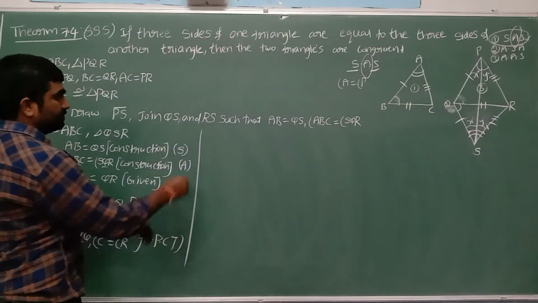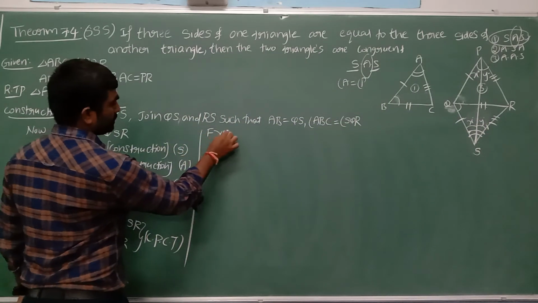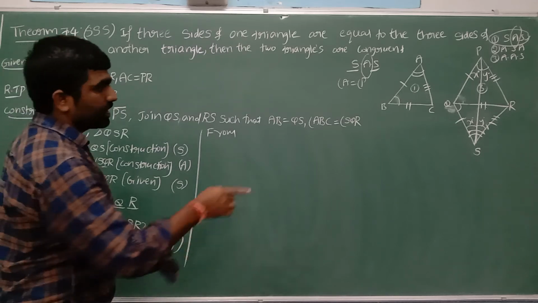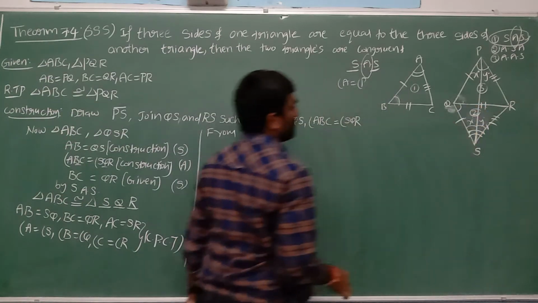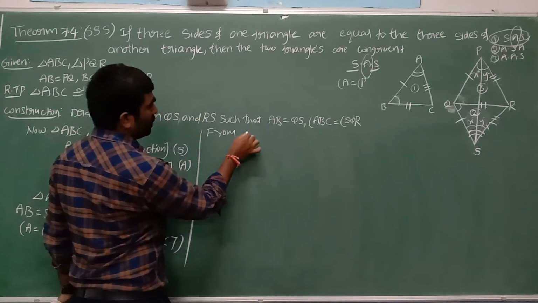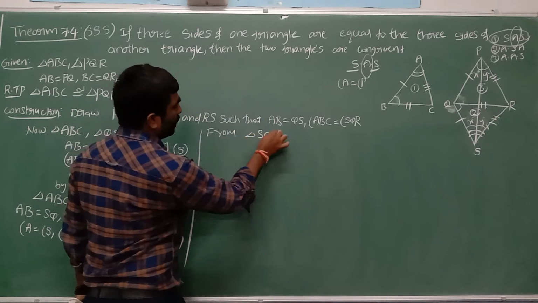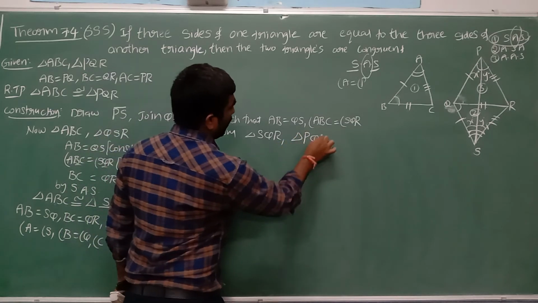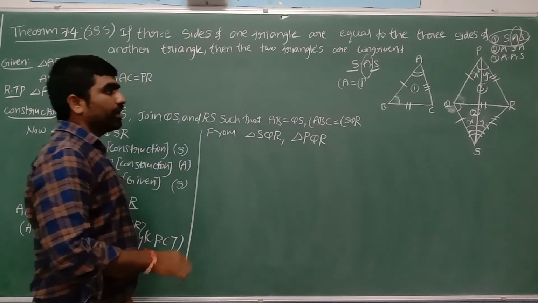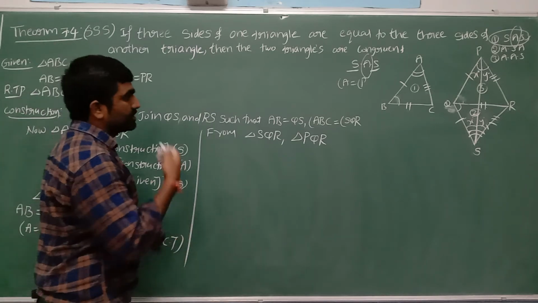Then after that, from the second and third triangle we take. This we took, second triangle, no? Second triangle got triangle SQR, comma, triangle PQR. We'll write the equal parts. Yes, what are the equal parts?